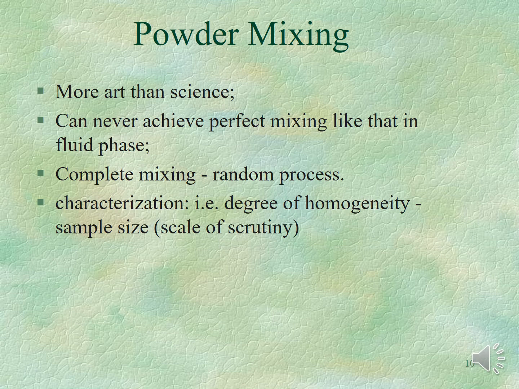But for powder mixing, once we achieve our complete mixture, we can only aim for random. Yeah? We aim for a random mixture, but not a perfect mixture. So the question is, how do we measure that? How do we know that we have reached a degree of homogeneity in a powder mixture? And to understand this, we need to know what sample size to take, or what we call scale of scrutiny.